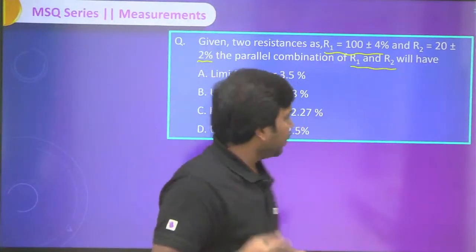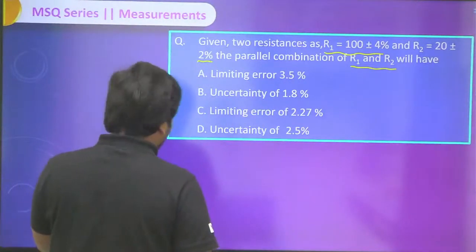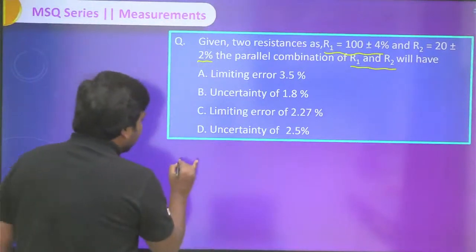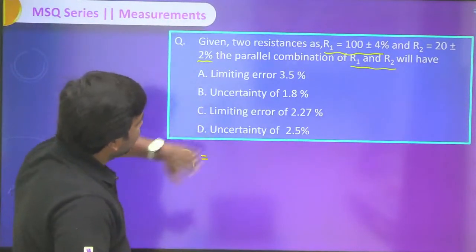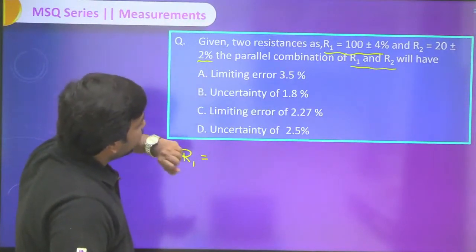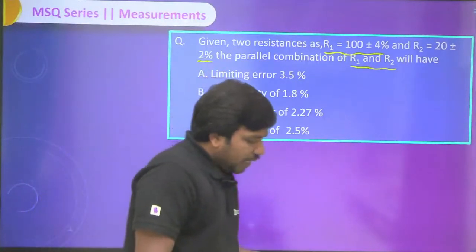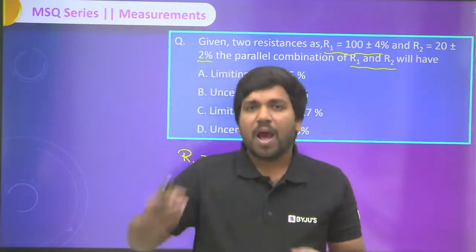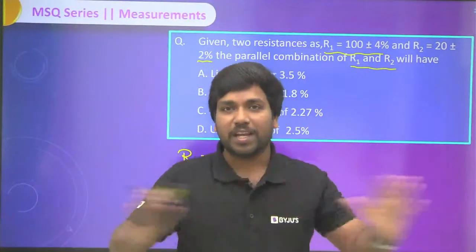So Raghuram, you can try this, and if you get the answer, please let me know here. Otherwise, you are allowed to see here. First of all, write down like this. Whenever you get this question, in this particular question, I will clear the concept of limiting error and uncertainty. Not only that, I will also explain how to do the things for parallel combination. Because if you go for any reference material, they will give a formula and a nonsense procedure. But let me explain the basic procedure in a clear-cut way. Clear?